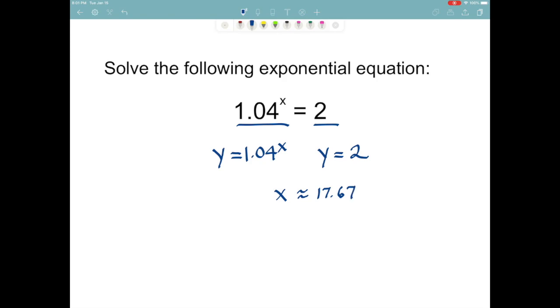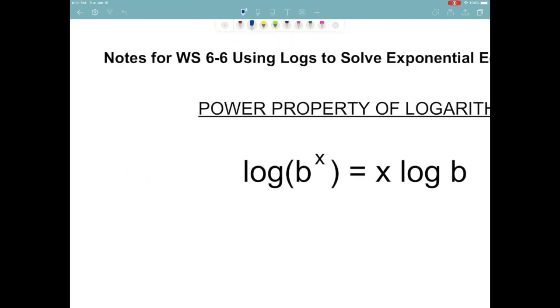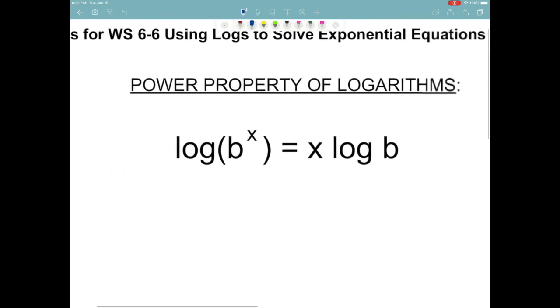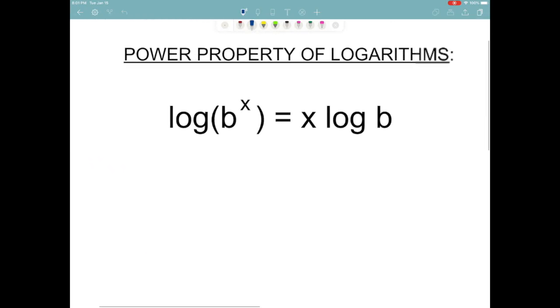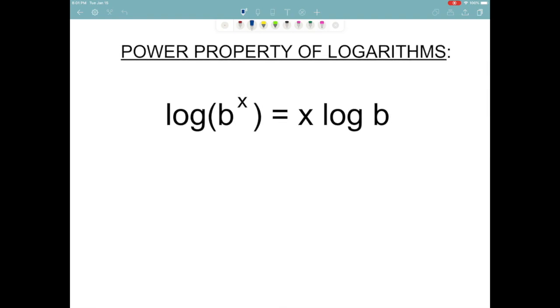All right, let's move on here. One of the main parts of this section is that we're going to introduce the power property of logarithms. What it states is we have a log, and remember this is like base 10, even though we don't have to write that in there, of some base raised to a power of x. We can take this exponent and it ends up moving out in front and becomes a factor.